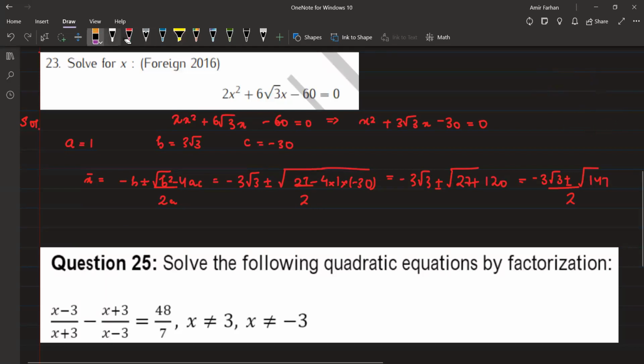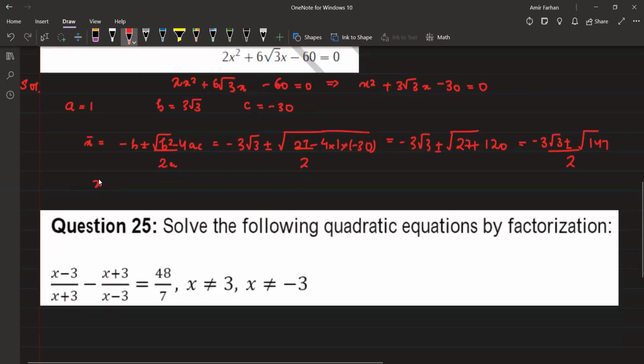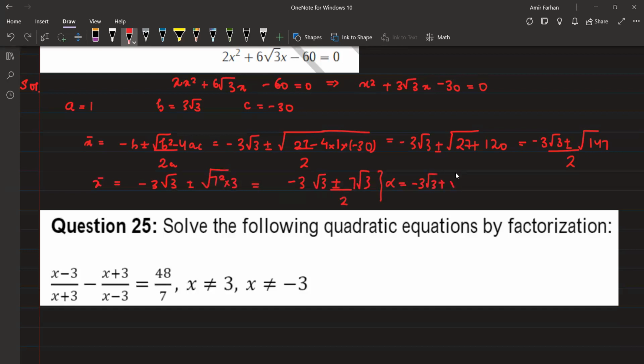So x is equal to minus 3 root 3 plus minus under root of 7 square into 3. 7 square will come out. So minus 3 root 3 plus minus 7 root 3 by 2. Now from here I write alpha directly, that is minus 3 root 3 plus 7 root 3 by 2. Beta will have the negative sign, because the two roots are plus and minus. So it is minus 3 root 3 minus 7 root 3 by 2. Clear? This is your answer. Is this clear to you, everybody?